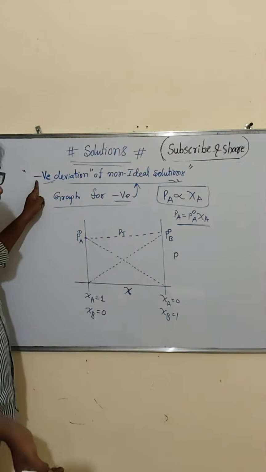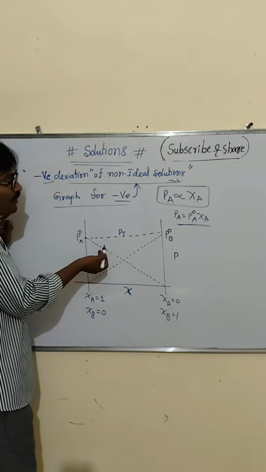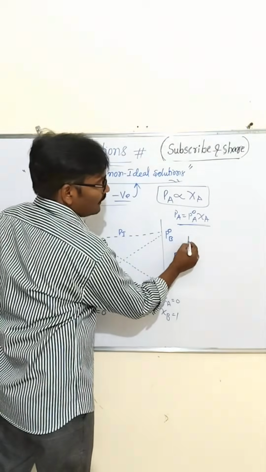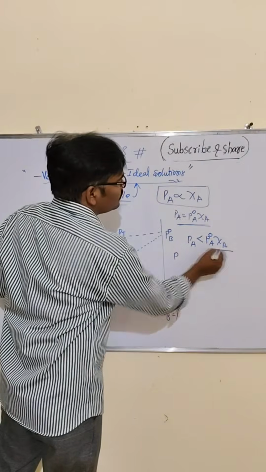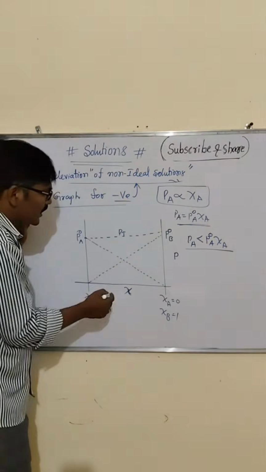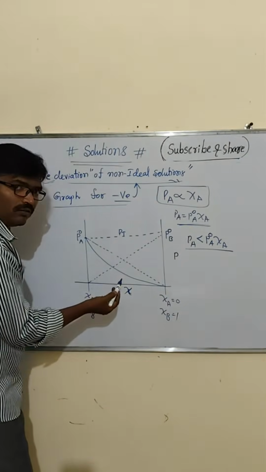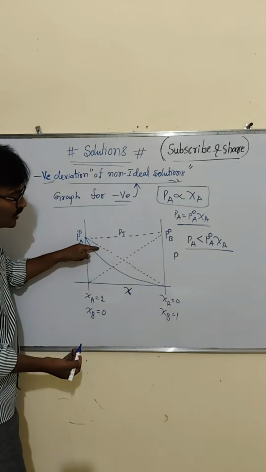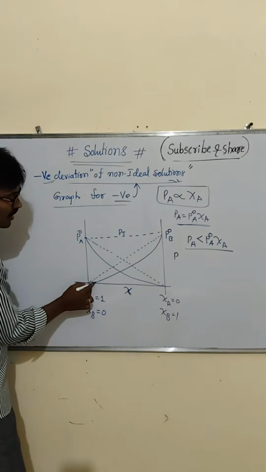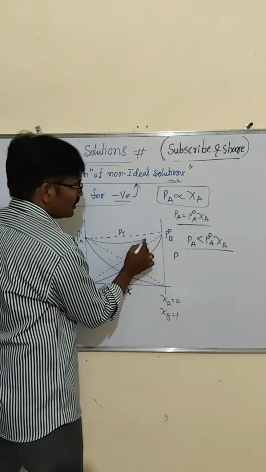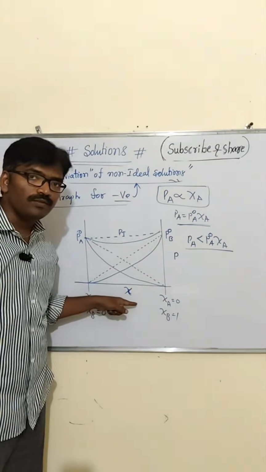Now, negative deviation of Raoult's law. Here, PA is less than P naught A into mole fraction of A. With this lesser value, the curve lies below the ideal solution line. Here also you get a curve like this, and here also. So these are the graphs of negative deviation of non-ideal solutions.